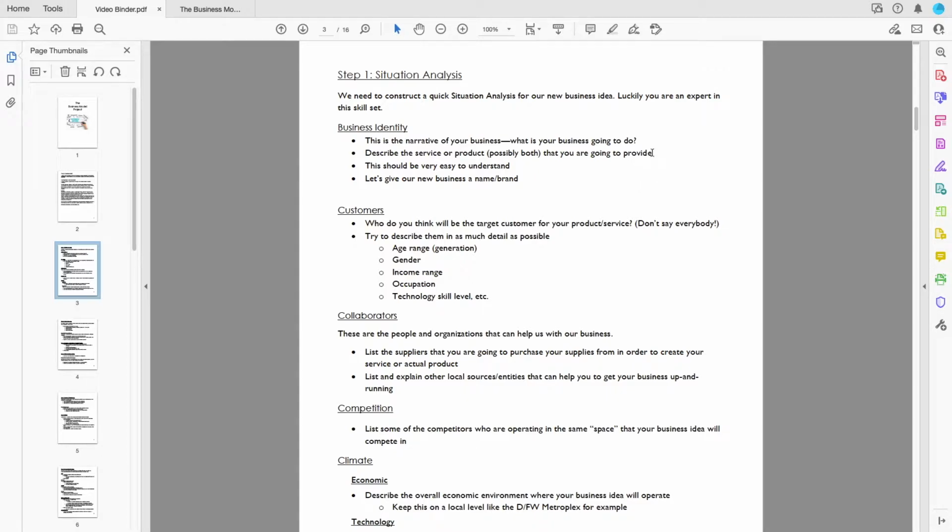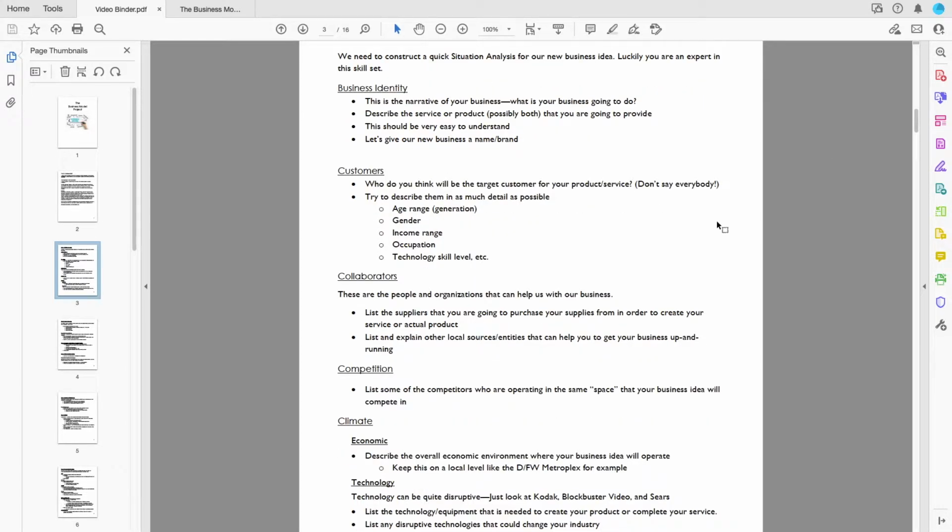And then we're going to look at our customers. Who do we think our target market is going to be? Again, if you say everybody, that's not going to do very well, because when we say everybody's our customer, then nobody's our customer. Try to get as much detail as possible. The more narrow the target, the sharper the focus always is. So what age, what generation would they be in, gender, income range, occupation, technology skill level, etc. Who do you think your customer will be for your product?